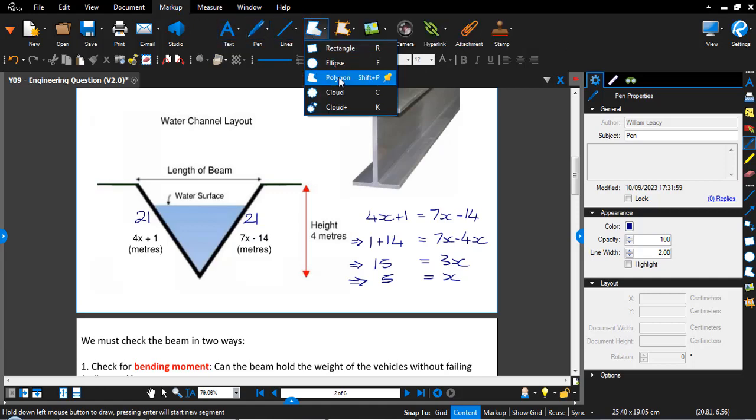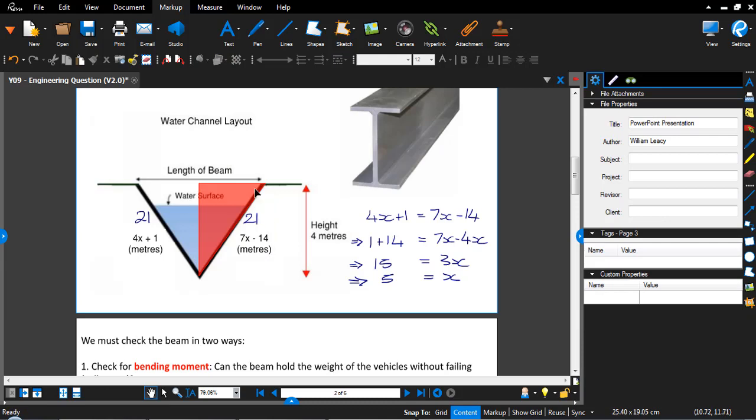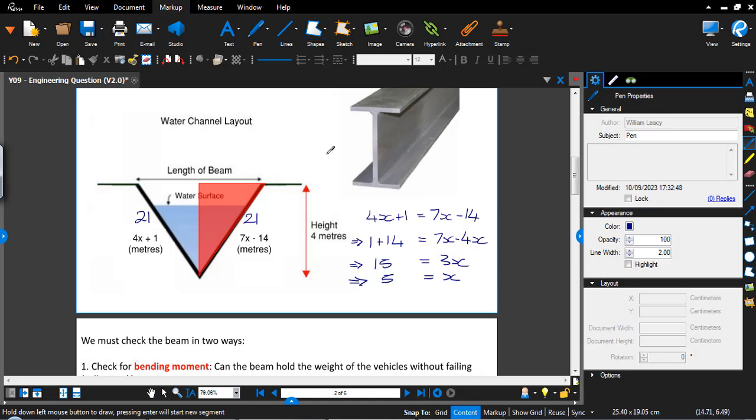So I'm going to do a shape polygon, right? So basically we have roughly there and down, and okay, cool. So we have this kind of triangle here, don't we? So I'll just fill that in with red. Okay, so we have a triangle here, and we know that this length is 21. We know that the vertical height is 4.